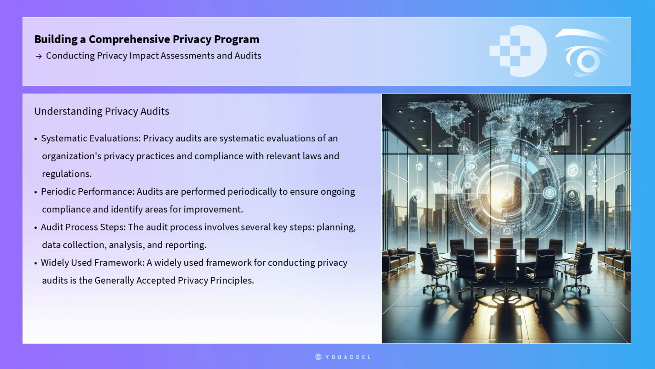Privacy audits, on the other hand, are systematic evaluations of an organization's privacy practices and compliance with relevant laws and regulations. Unlike PIAs, which are typically conducted at the outset of a project, audits are performed periodically to ensure ongoing compliance and identify areas for improvement. The audit process involves several key steps: planning, data collection, analysis, and reporting. A widely used framework for conducting privacy audits is the Generally Accepted Privacy Principles, which provides a comprehensive set of criteria for evaluating privacy practices.